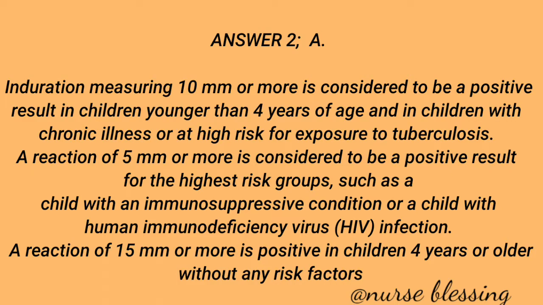Answer 2, A. Induration measuring 10 mm or more is considered to be a positive result in children younger than 4 years of age and in children with chronic illness or at high risk for exposure to tuberculosis. A reaction of 5 mm or more is considered to be a positive result for the highest risk groups, such as a child with an immunosuppressive condition or a child with human immunodeficiency virus, HIV, infection. A reaction of 15 mm or more is positive in children 4 years or older without any risk factor.